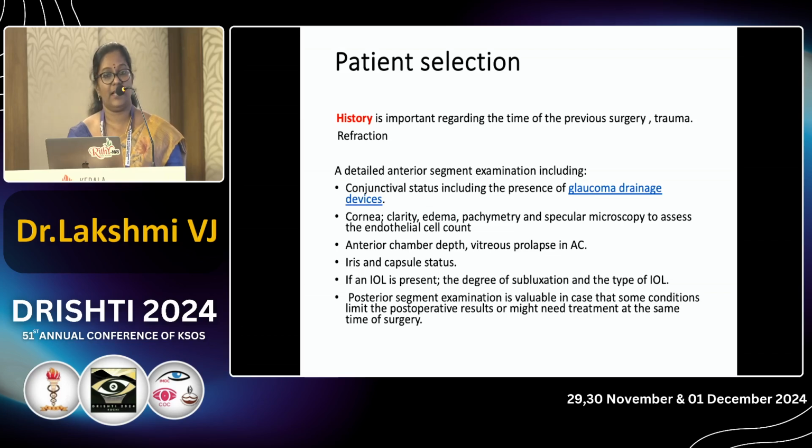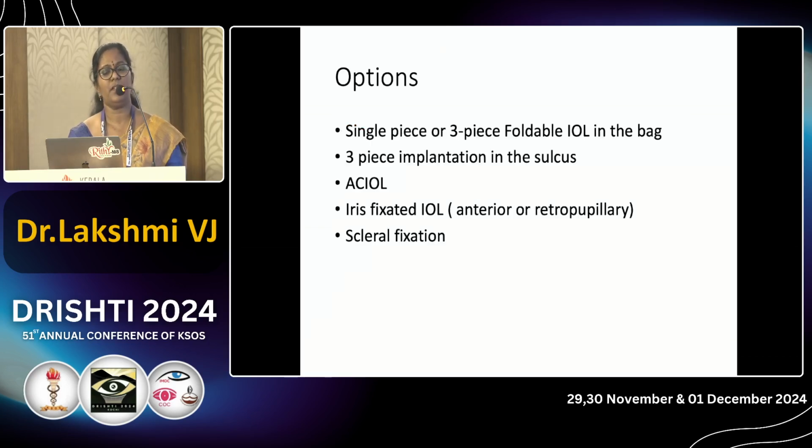So that is regarding the patient selection and the criteria before considering which type of secondary IOL the patient should undergo. So the options are a single piece or a 3-piece foldable IOL in the bag, or a 3-piece implantation in the sulcus. AC IOL, iris fixated, can be anterior or retropupillary, and scleral fixated lenses in many forms.